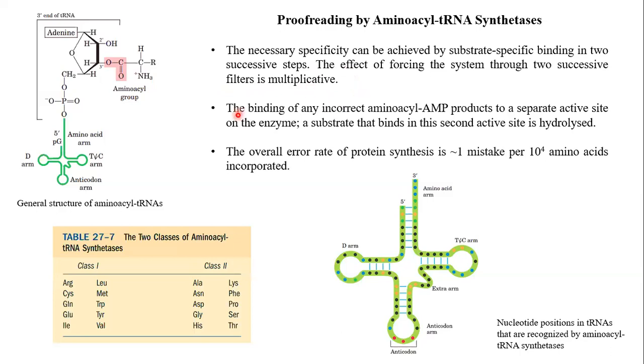And how does it do it? The binding of any incorrect amino acyl AMP. In the first step, amino acyl AMP forms. If the wrong amino acid gets attached to AMP, then this amino acyl AMP, which is the wrong one, gets attached to a different binding site of the enzyme. And at this binding site, this amino acyl AMP will get hydrolyzed. Hydrolyzed means the bond will break and the amino acid and AMP will get separated. So the wrong amino acid will not get attached to transfer RNA in the second step. In the first step only, it will correct itself.